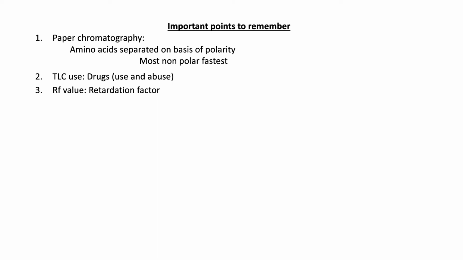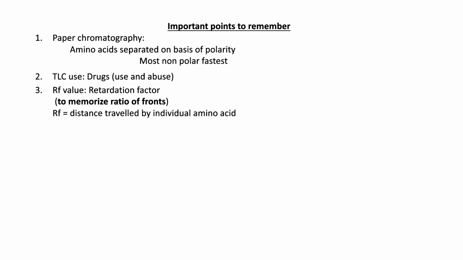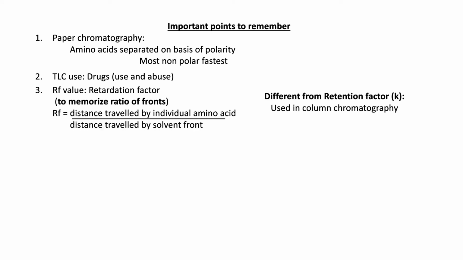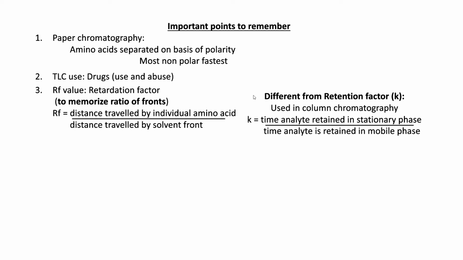RF value. RF value stands for retardation factor. To memorize, you can memorize it as ratio of fronts, RF. Distance traveled by individual amino acid upon the distance traveled by the solvent front. It is different from the retention factor, which is used in column chromatography. That is the time analyte is retained in the stationary phase upon the time analyte is retained in the mobile phase. These two are different entities. Okay, RF value and the retention factor are different.